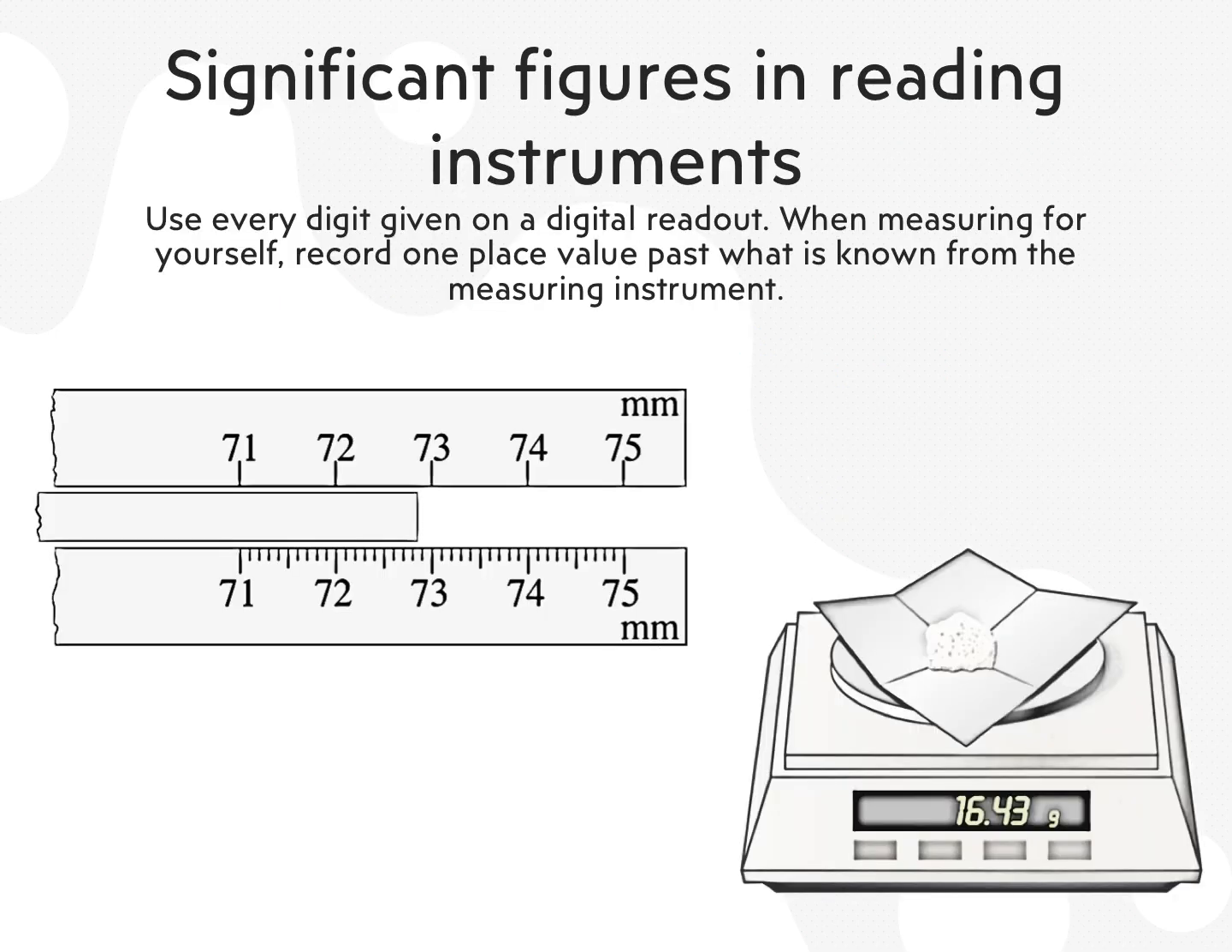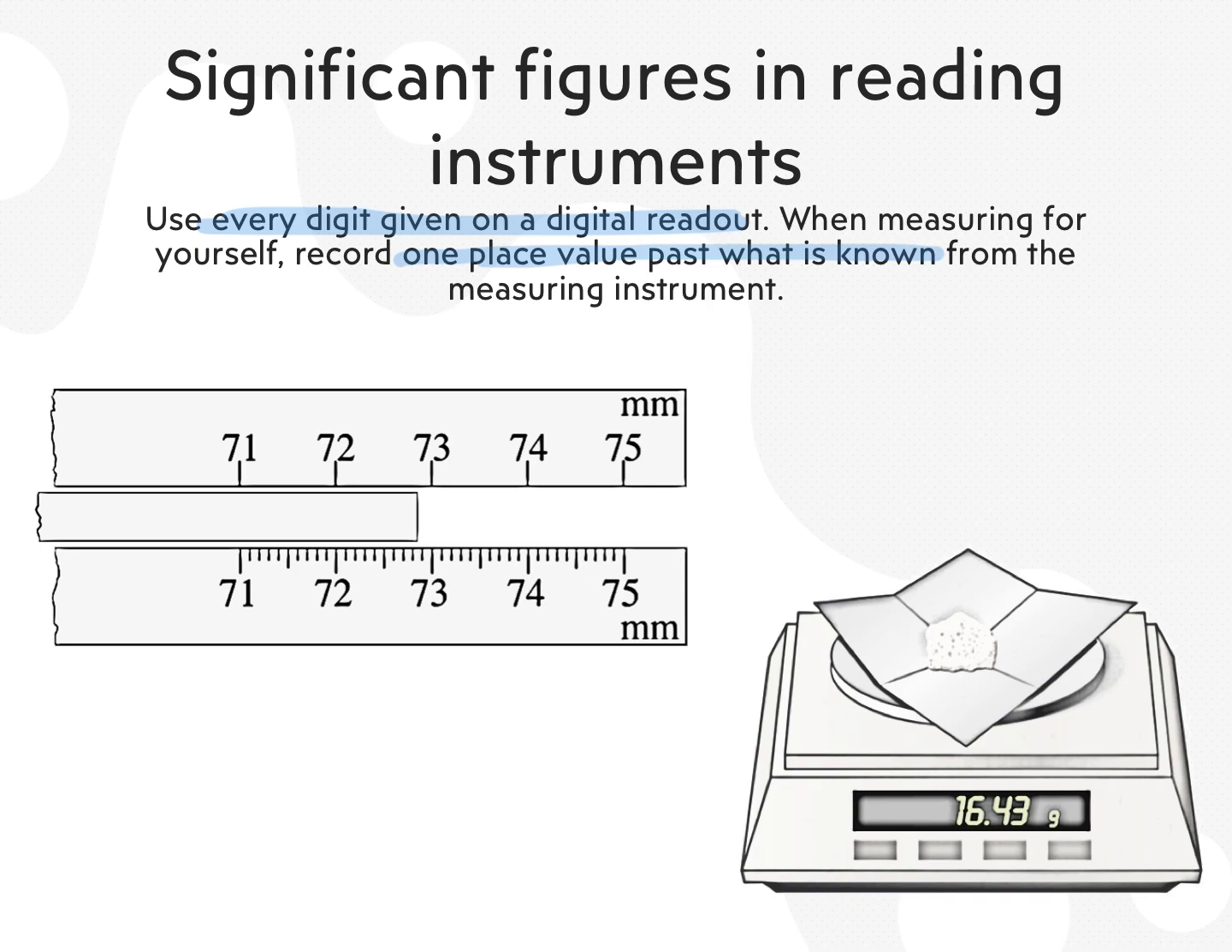Now let's look at significant figures when you're reading instruments, like say you're measuring something. In that case, we're going to use every digit given on a digital readout, such as a digital balance. But if you're measuring for yourself, say on a ruler, you're going to measure 1 place value past what is known from the measuring instrument.